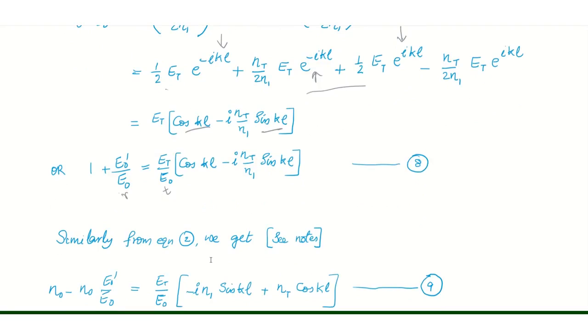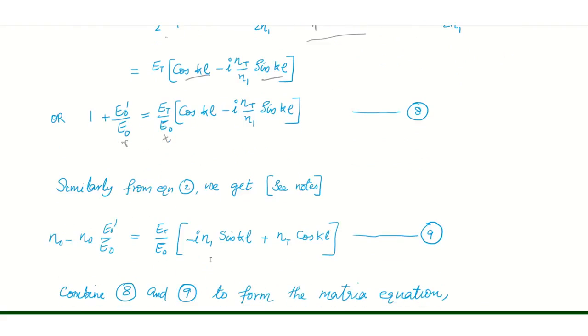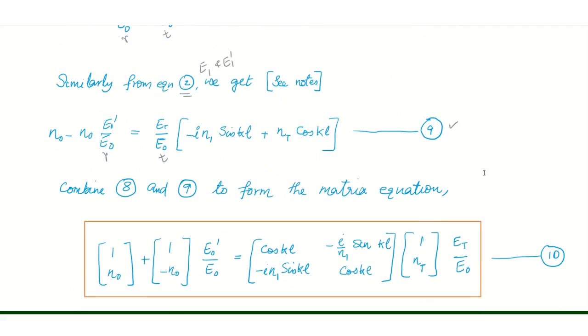Similarly, if you substitute the same way in equation 2 for E1 and E1 prime, you will get an expression like this one. Again, this is R, this is T. Now you have two expressions, 8 and 9. We are coming closer to the final solution.